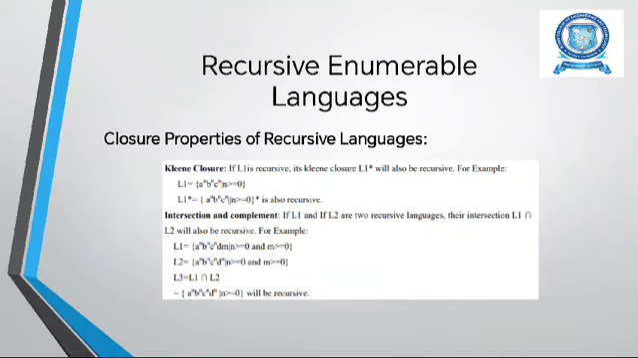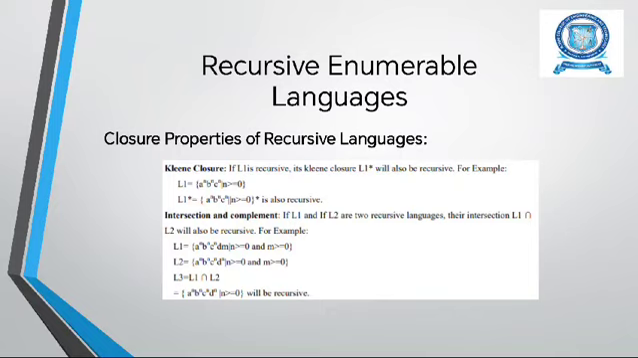Recursive languages, the Kleene closure property we can see. If L1 is recursive, its Kleene closure L1 power star will also be recursive. For example, L1 is equal to a power n, b power n, c power n, where n is greater than or equal to 0. L1 star is equal to a power n, b power n, c power n, n is greater than or equal to 0. It's also recursive.